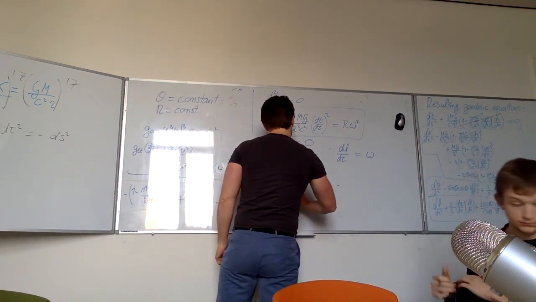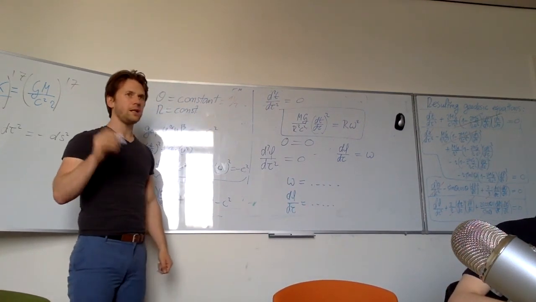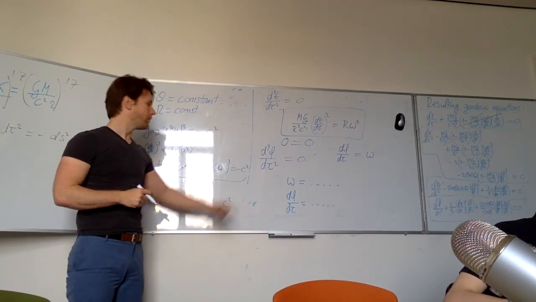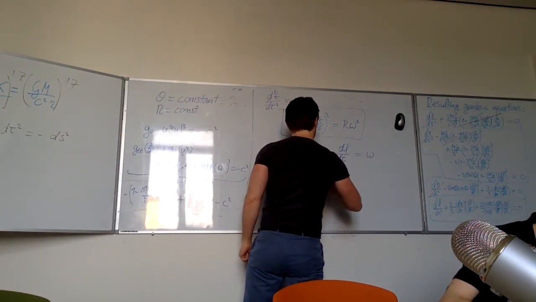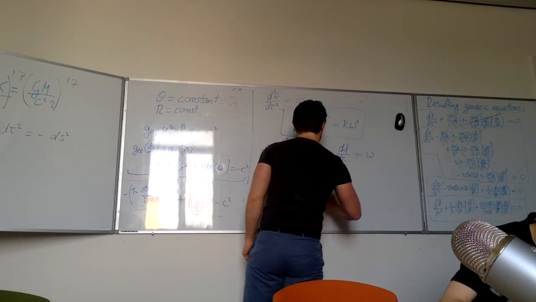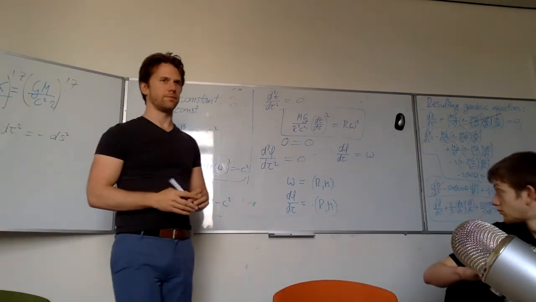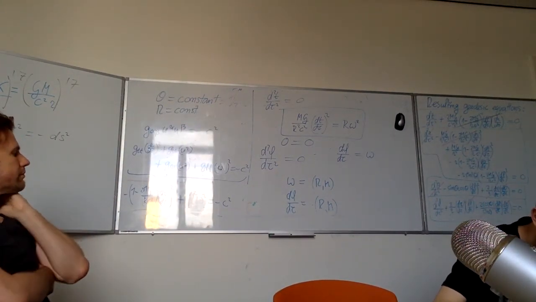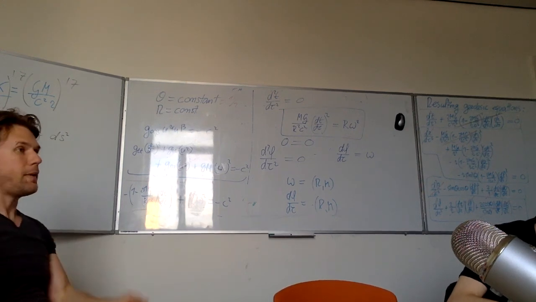And you get an expression for dφ/dτ. And both these expressions will only depend on the mass and the radial orbit. They won't depend on each other anymore. So this is a function of R and M, and this is a function of R and M. And it's what you would expect.